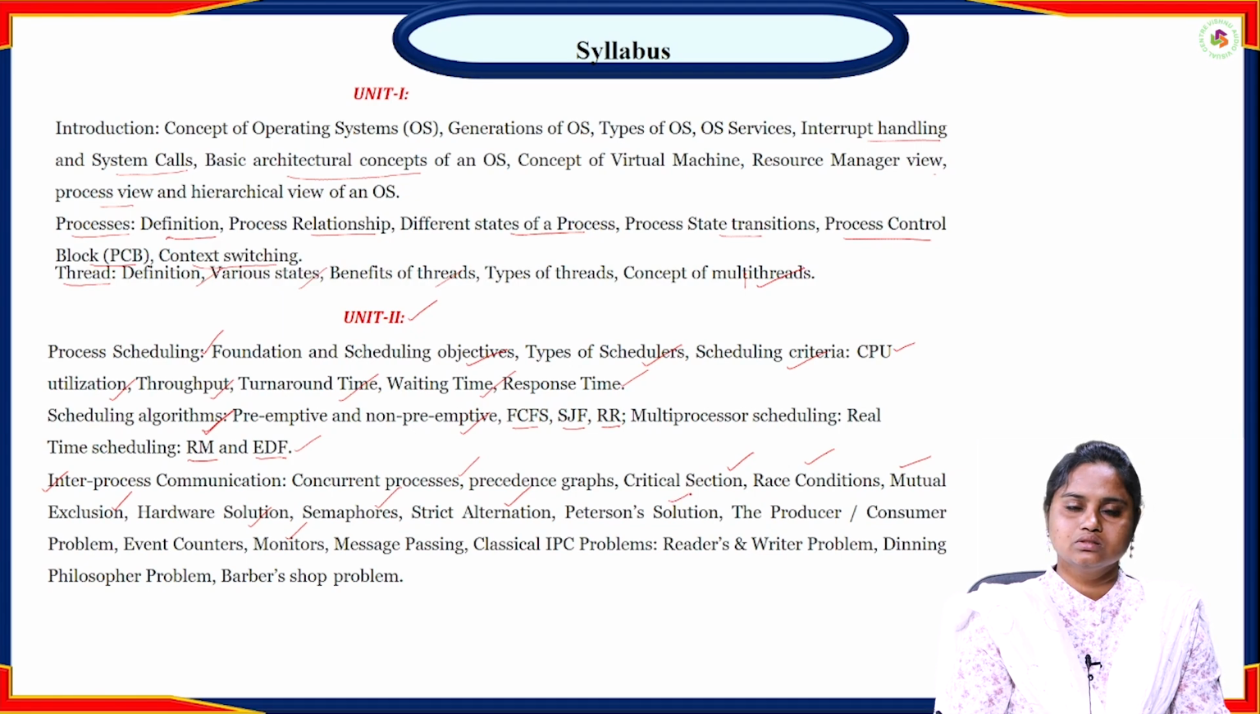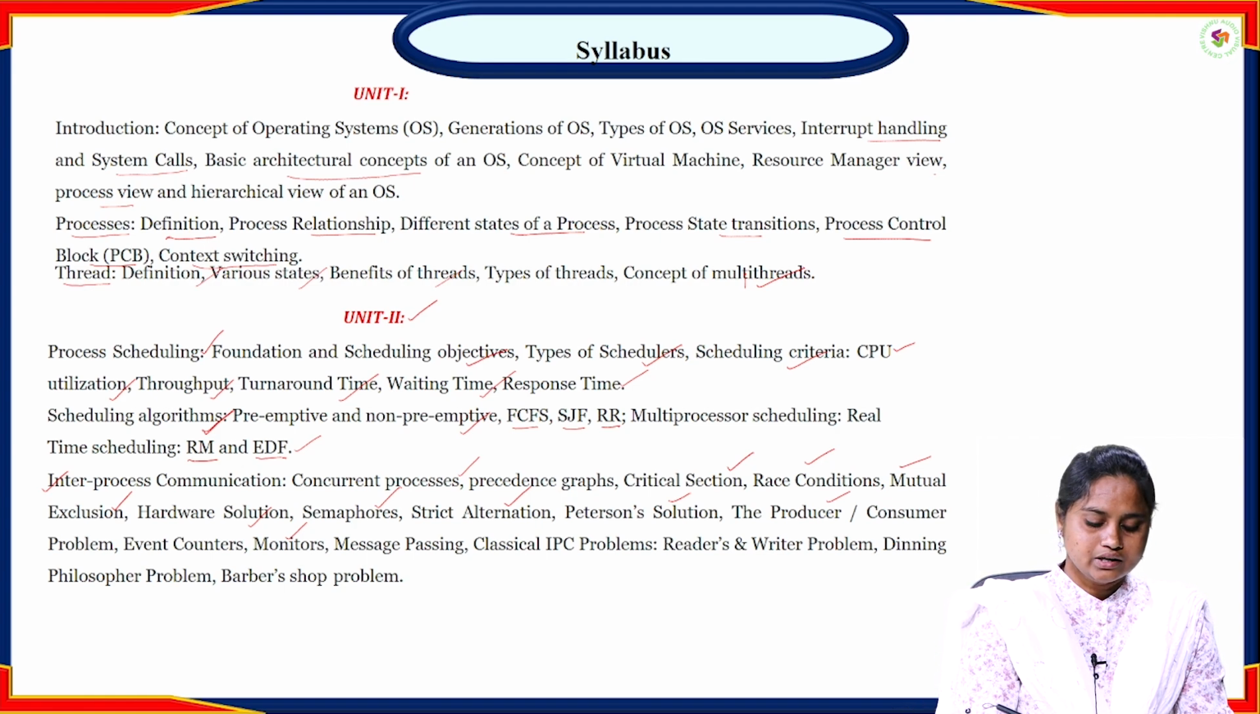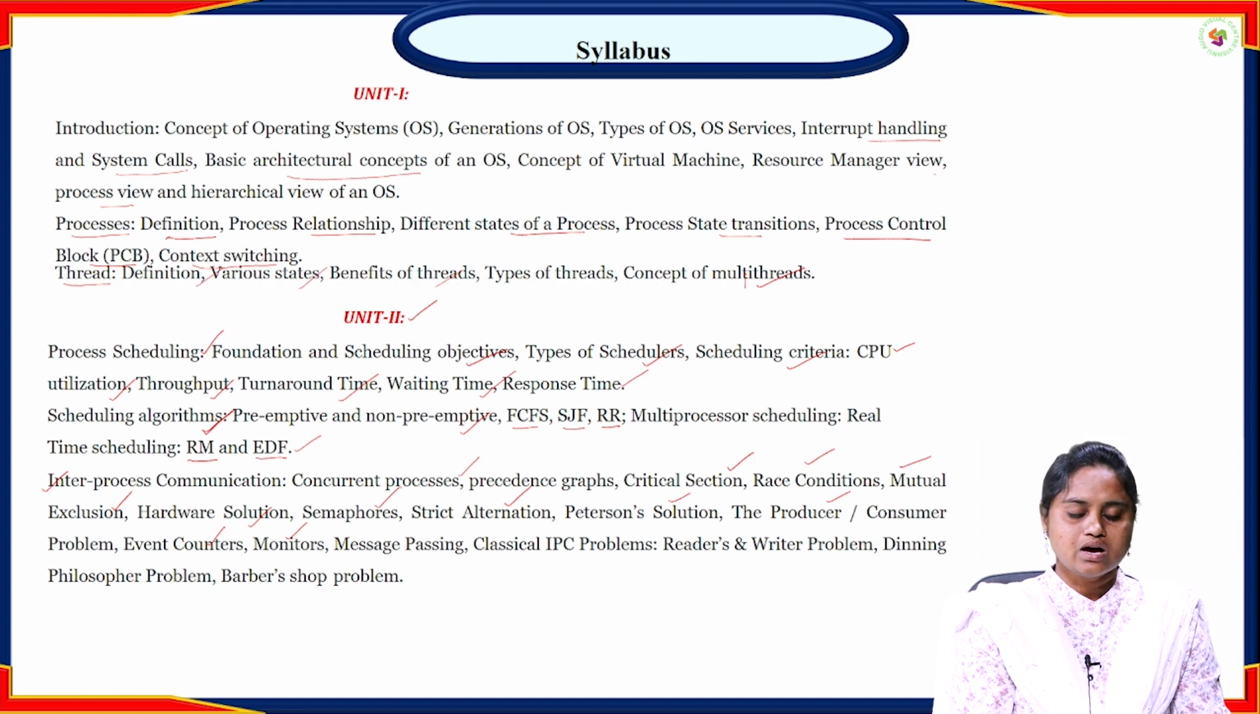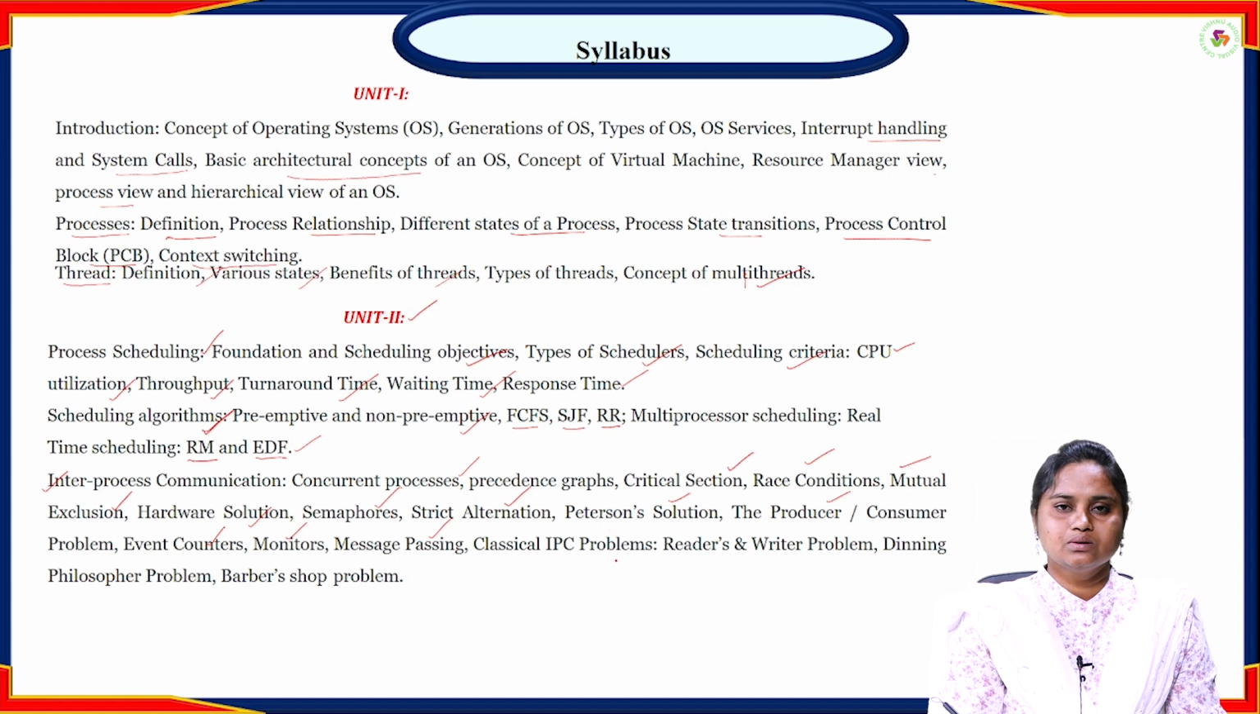And after that, the classical synchronization problems, the Peterson solution, what type of solution is provided by Peterson, and the classical synchronization problems we have. First one is the producer consumer problem, and after that, event counters, what kind of counters we have in each and every communication pattern. And after that, message passing, what message passing is, and the classical inter-process communication problems. Those are the readers and writers problems.